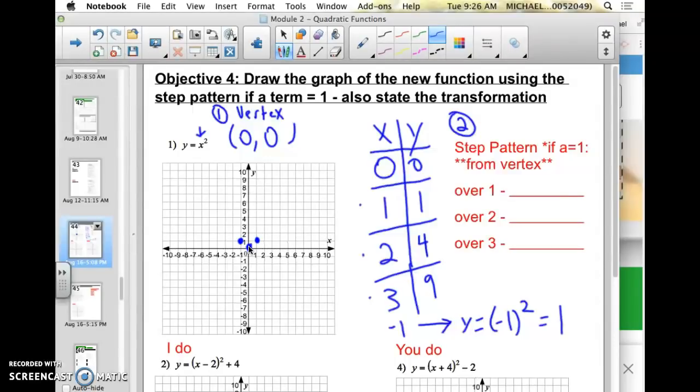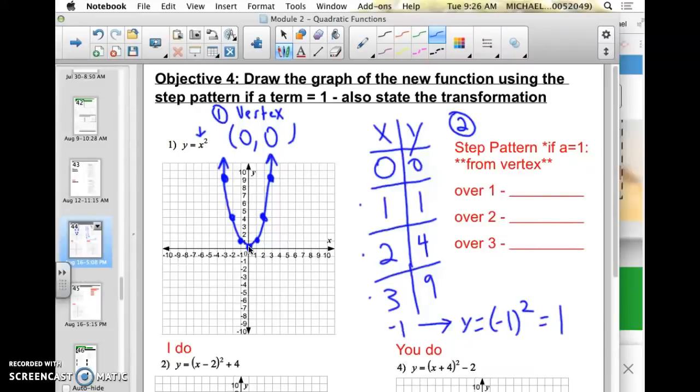Now I'm going to go over to 2 up to 4. And then over to 2 up to 4 in the left, the negative direction. And then finally over to 3 up to 9. And then over 3 up 9. This is the parabola, or the graph of the parent function y equals x squared. Symmetrical about the line x equals 0.